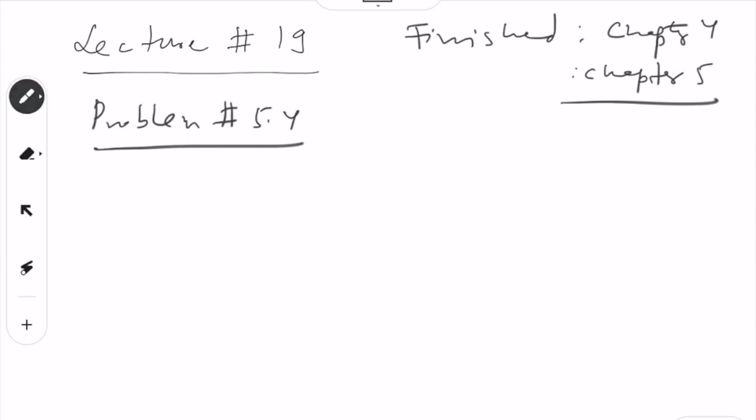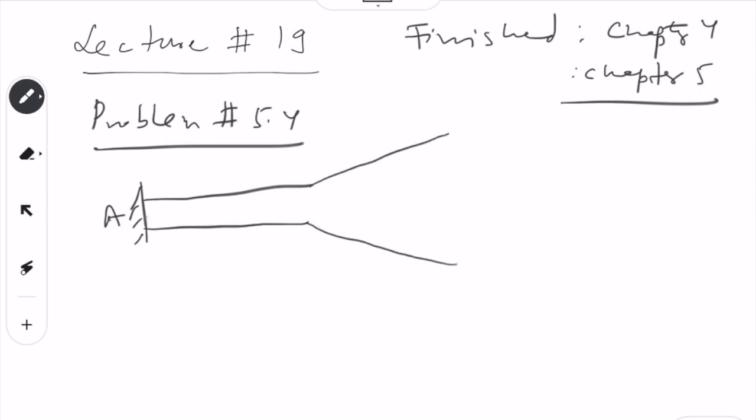So this example problem is something like this. There is a bar, from A to B it is like this, and from here the area increases something like this, and then the other end is fixed like this. Point A is here, this is point B, and you have point C here, with the x axis.